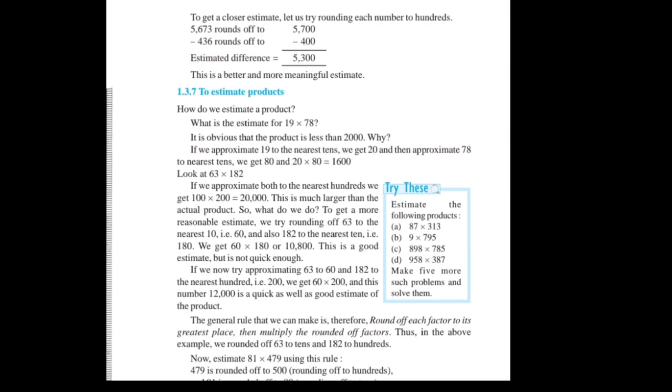Okay, got it, students? So the general rule that we can make is to round off each factor to its nearest greatest place, and then multiply the rounded-off factors. Thus in the example, 63 is rounded to tens and 182 to hundreds.